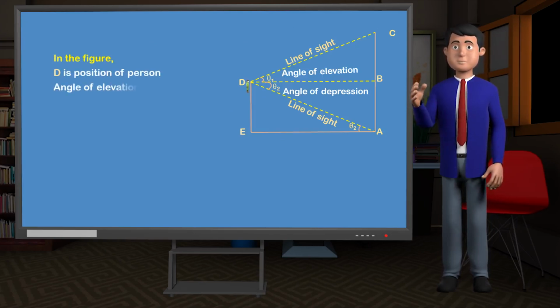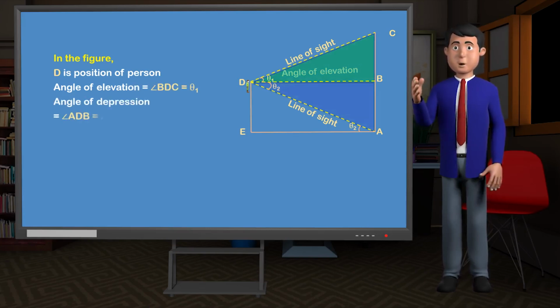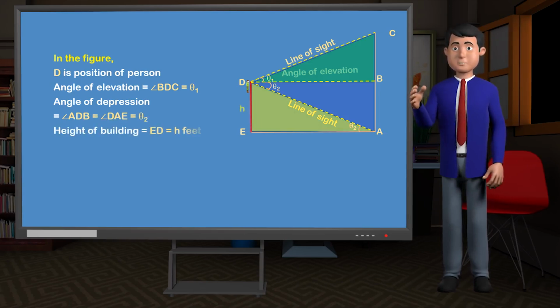Angle of elevation is equal to angle BDC, which is equal to θ1. Angle of depression is equal to angle ADB, which is equal to angle DAE, which is equal to θ2. Height of the building is equal to ED, which is equal to h feet.